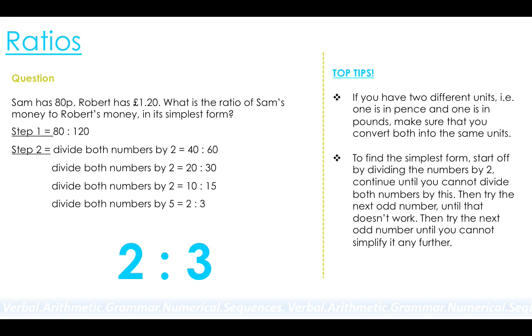So that's a relatively simple question, and as long as you convert to the same units, so you're working in the same thing, then you'll be able to simplify these numbers down. Start off by dividing by 2, and when you can no longer divide by 2, then go to the next odd number, and then try the next odd number, and so forth until you can no longer simplify it down.